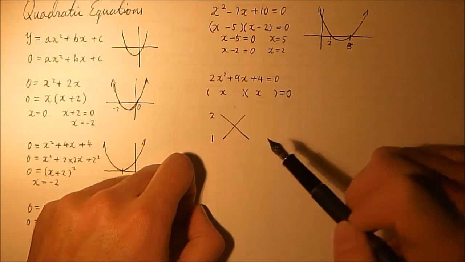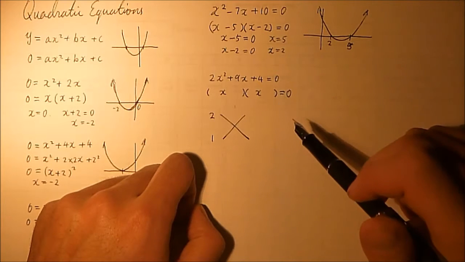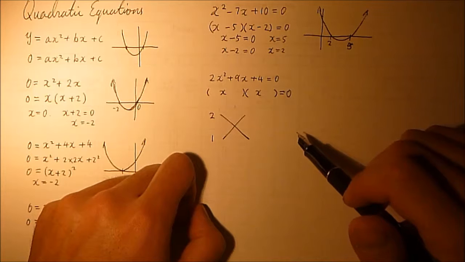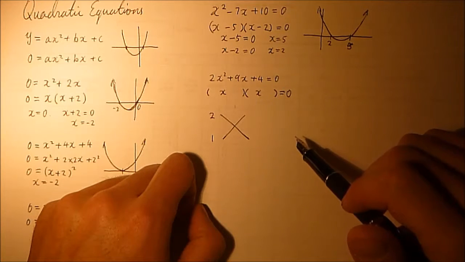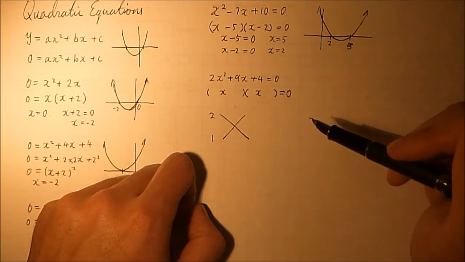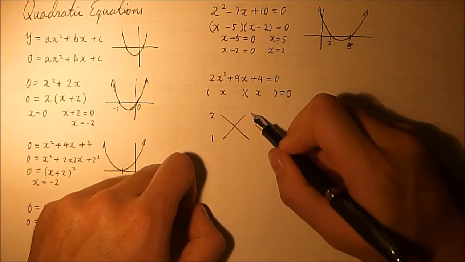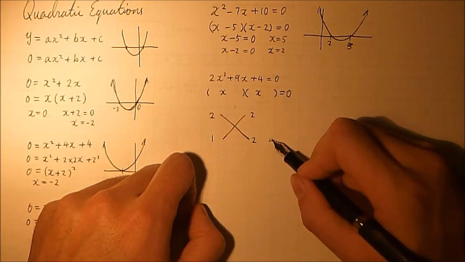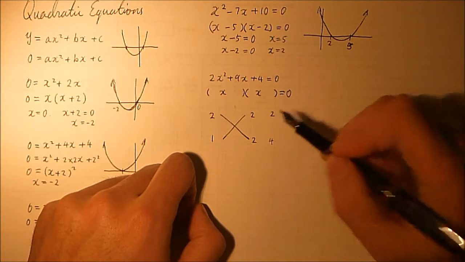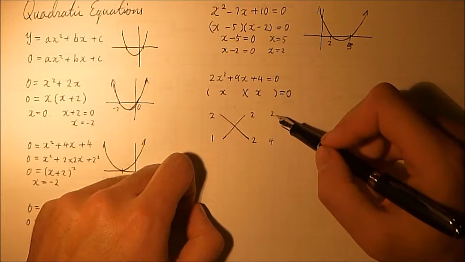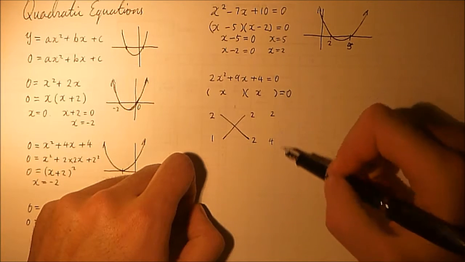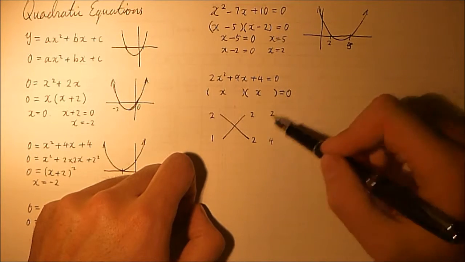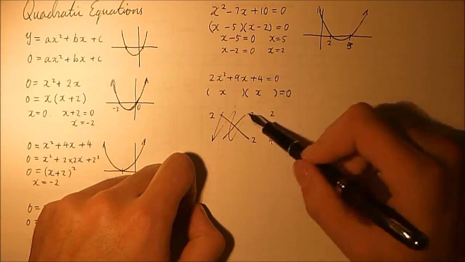So next we have the two factors of 4. Unfortunately, we have to go through trial and error. Let's have the factors of 4 being 2 and 2. 2 times 2 equals 4, and 1 times 2 equals 2. Unfortunately, there is nothing we can do to make these equal to 9. So obviously, that's not the correct breakdown.